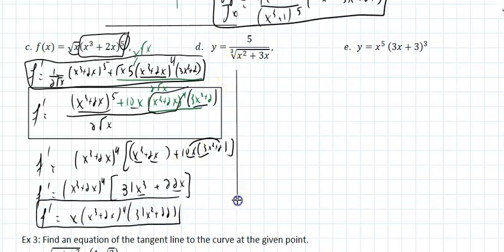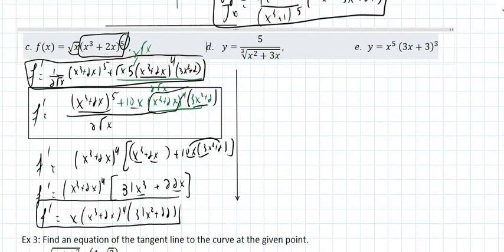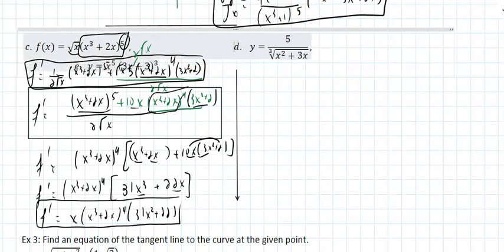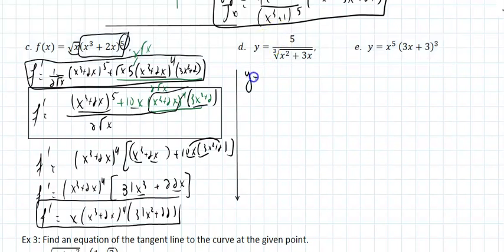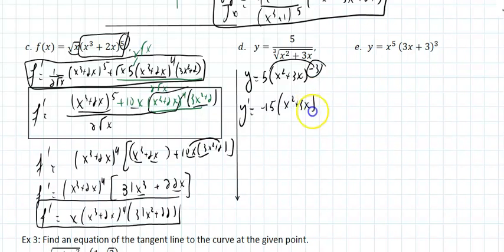If I get to the next problem, I could use the quotient rule. Or I could say, you know what, I really don't need the quotient rule, because I could think of this as y equal 5 times x squared plus 3x to the negative 2. Y prime, you ignore the 5, so bring the power down, subtract 1 from the power, times the derivative of the inside.